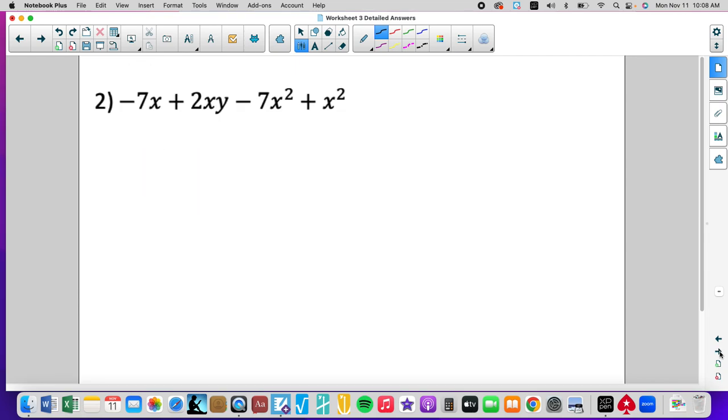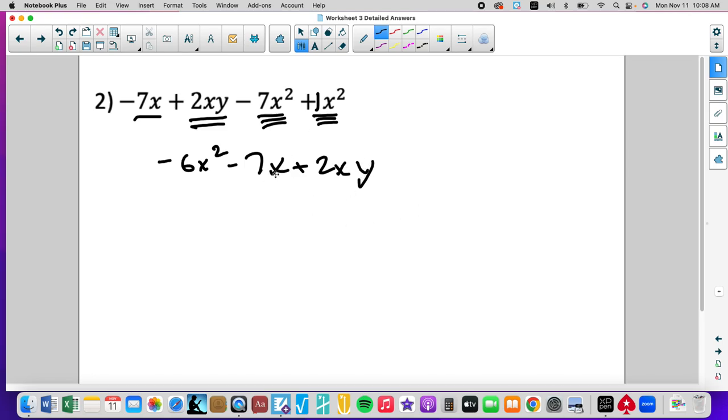All right, so now let's move through this relatively quickly. Like term, no. Like term, no. Like term, yes. These. So we're going to combine their coefficients. Negative 7 and positive 1 gives us negative 6x to the second, minus 7x plus 2xy.